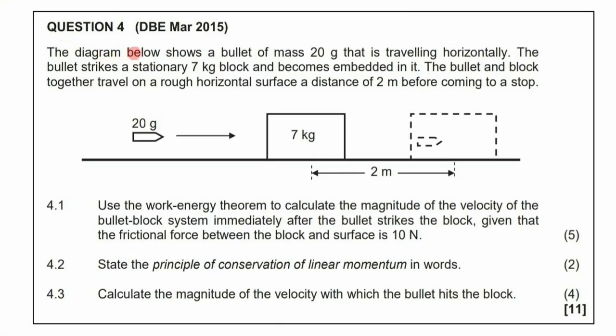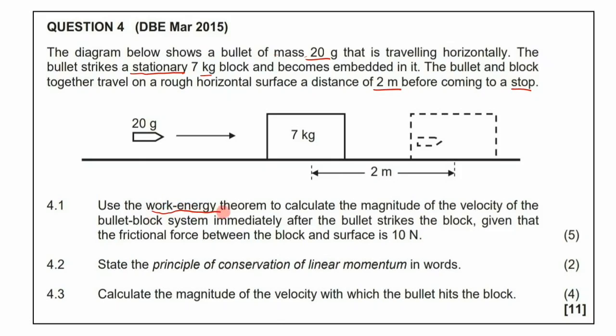So we have question 4. It says the diagram below shows a bullet of mass 20 gram that is traveling horizontally. The bullet strikes a stationary 7 kg block and becomes embedded in it, as shown on the diagram below. The bullet and block together travel on a rough horizontal surface a distance of 2 meters before coming to a stop, right? Then 4.1 says use the work energy theorem.